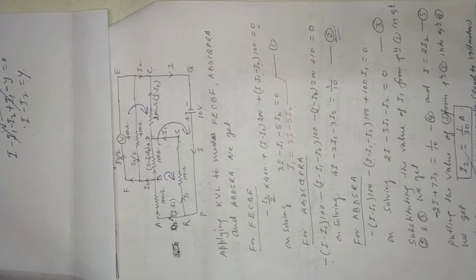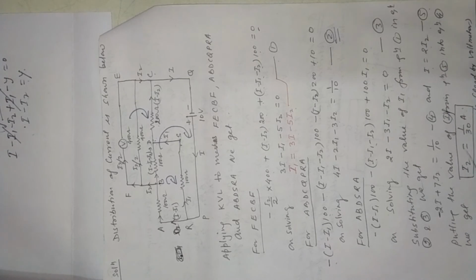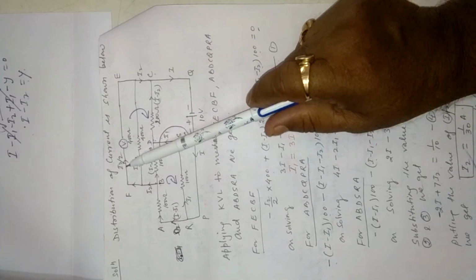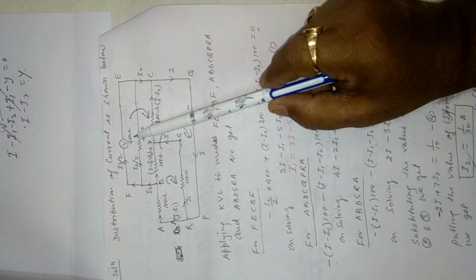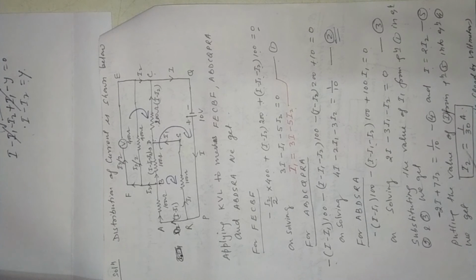Now using equations 5 and 4, we get I2 is equal to 1 by 30 ampere, and therefore the potential drop across this voltmeter is given by V is equal to IR. I is I2 by 2, into R is 400. So 1 by 2 into I2, which is 1 by 30, into 400, that is 1 by 2 into 400 by 30, so it comes to 20 by 3 volt.